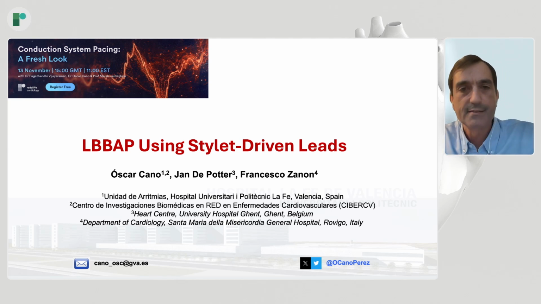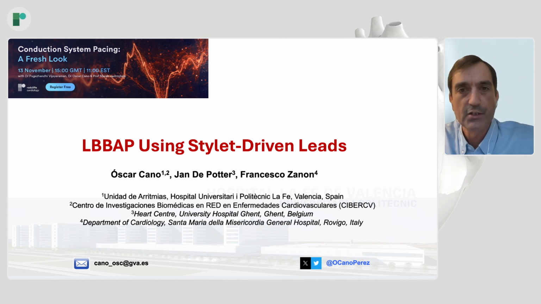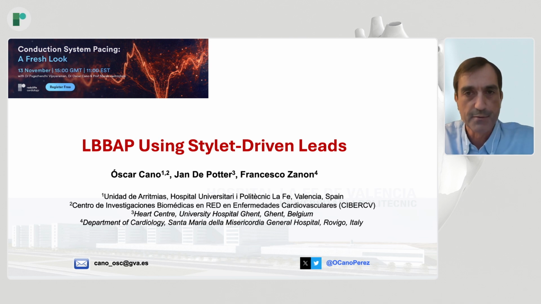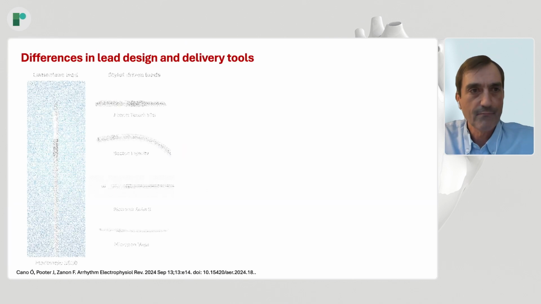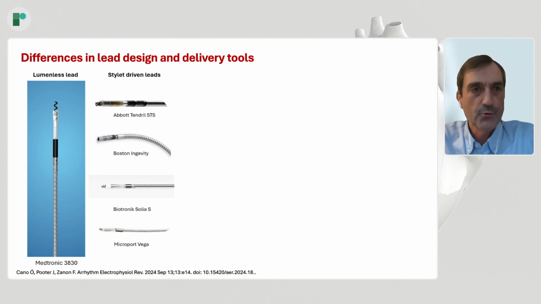Okay, so my first topic is going to be the use of stylet-driven leads for left bundle branch area pacing. As we all know, the initial experience in conduction system pacing was obtained with the use of the Select Secure 3830 lumenless lead. But during the last years, stylet-driven leads from different manufacturers have also been increasingly used for conduction system pacing.